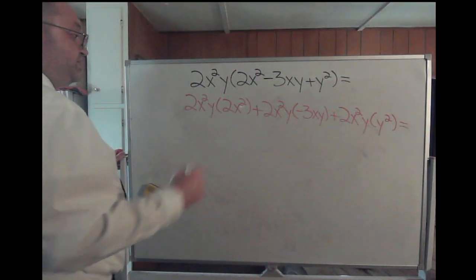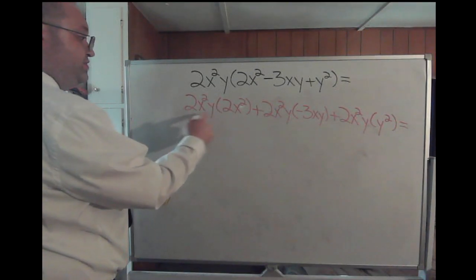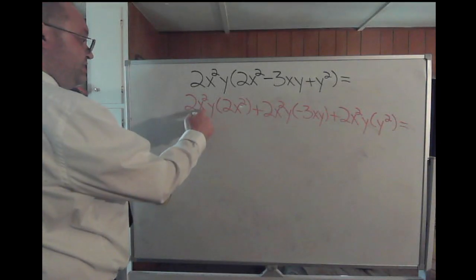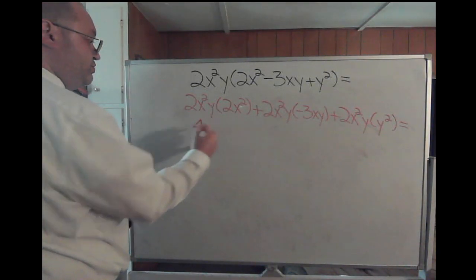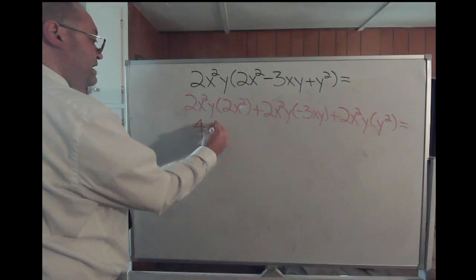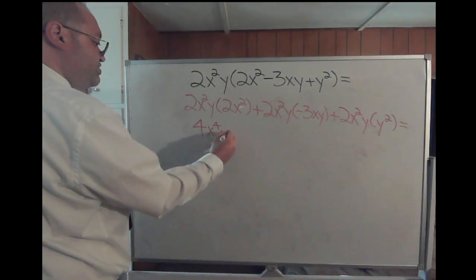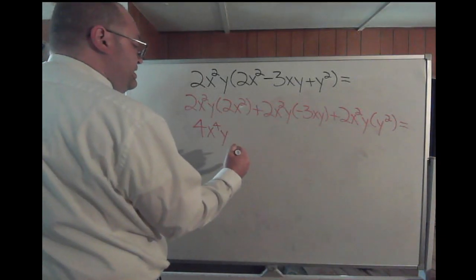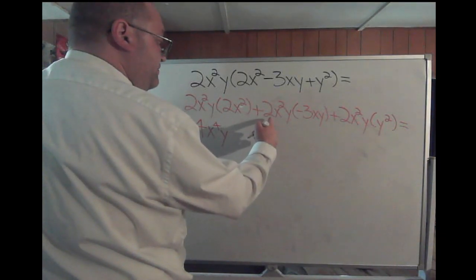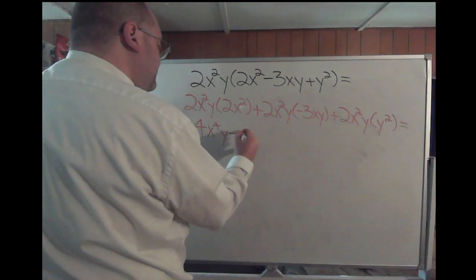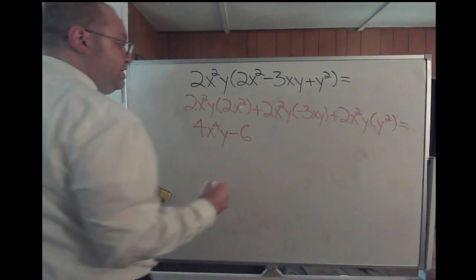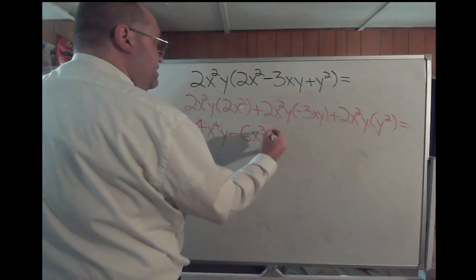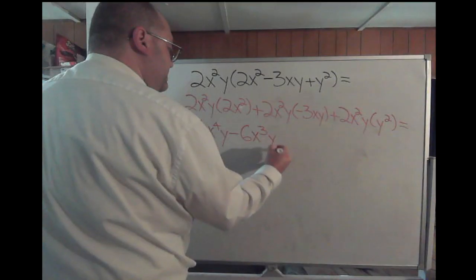Well, start with your coefficients on the first term. You have 2 times 2, that'll give you a coefficient of 4. Now you have x squared times x squared, which will give you x to the fourth. Now the y, you don't see a y term, so the y is just going to hang out. You'll have 4x to the fourth times y. Now let's start with the second term. Start with your coefficients. 2 times negative 3, that'd be negative 6. Then you'll have x squared times x, well that'd be x to the third. Then you have y times y, that'd be y squared.